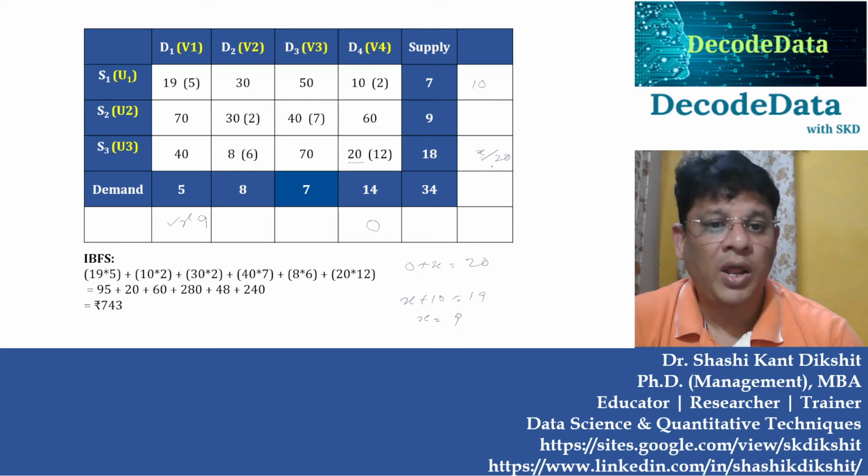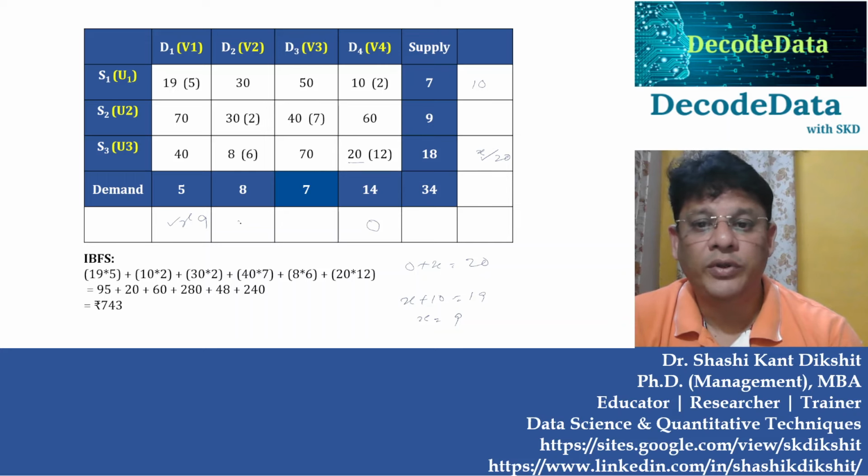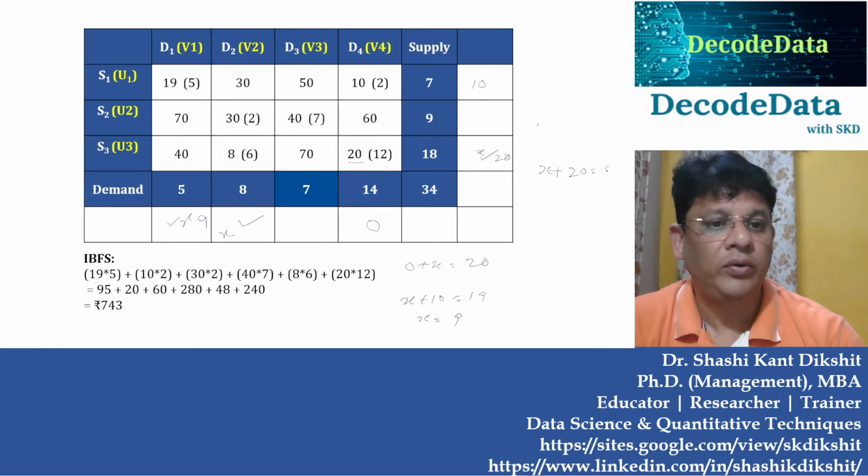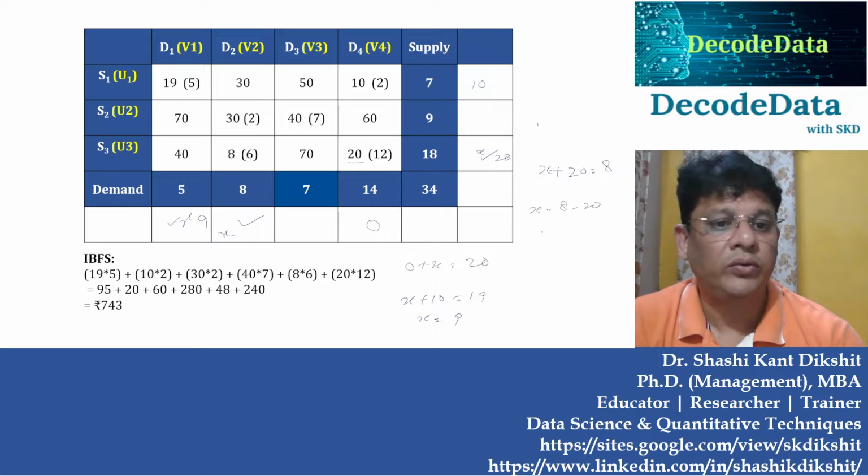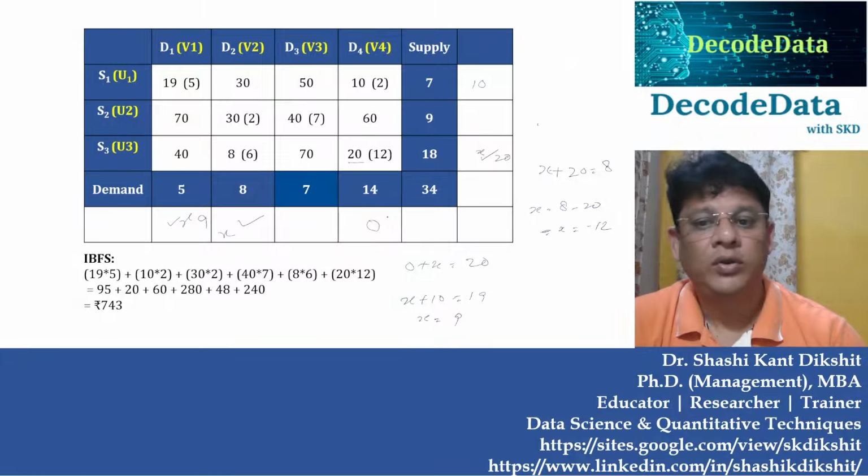Right. So now I have to calculate for this. So what I'll do, I'll say, let's say this is x. So x plus 20 is equal to 8. So x is equal to 8 minus 20. So x is equal to minus 12. So let's make it x equal to minus 12.